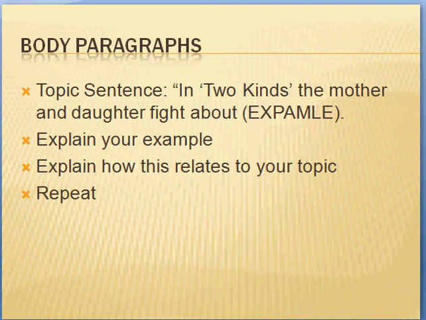So your body paragraphs are going to be really simple. Your intro should include your thesis, which we were looking at before. They'll include a topic sentence, in Two Kinds, the mother and the daughter fight about. Provide an example, and then explain your example, and explain how it relates to your topic. And then all of your body paragraphs should really follow this order. So again, if I'm talking about American culture, we're going to say, in Two Kinds, the mother and daughter fight about becoming Shirley Temple. And I'm going to go on to explain why they're fighting about Shirley Temple and how that relates to my topic.